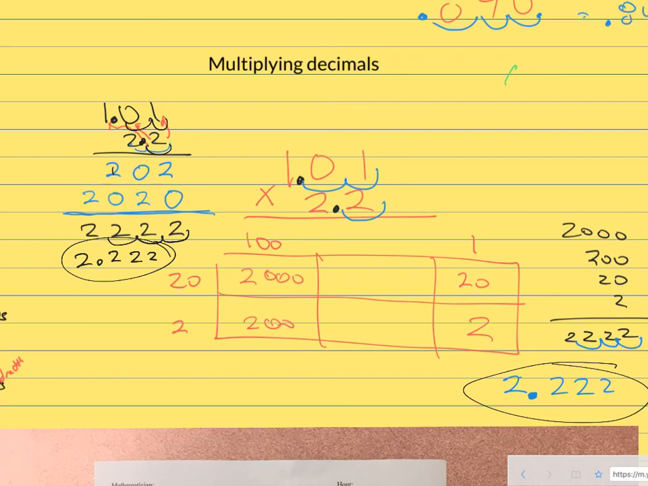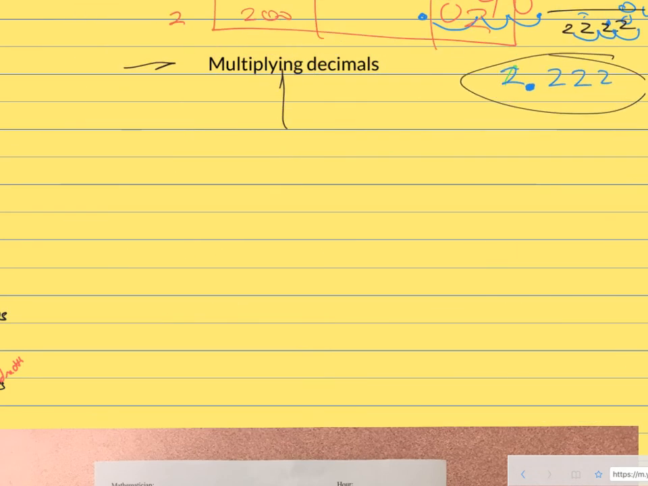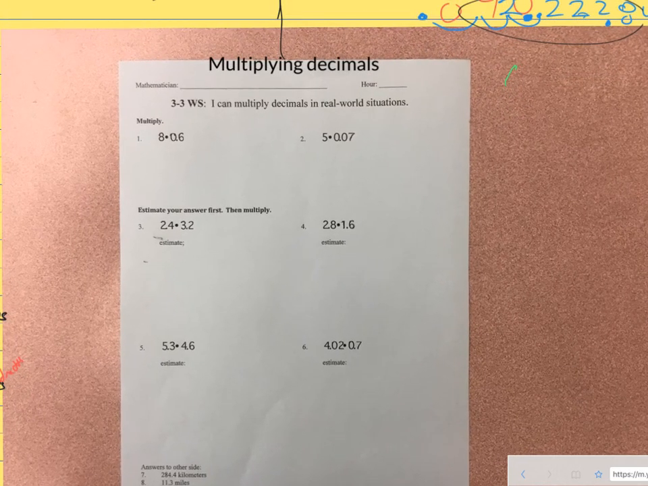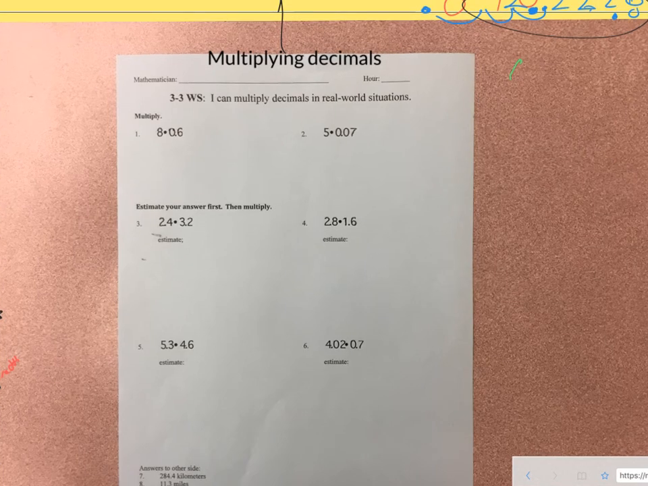Okay, we will do one more. This is on the problems. So let me move this up. Okay, we're gonna do this one here. And I'll do it in red. 2.4 times 3.2. All right, how would I do this? Here we go. 4 times 2, I'm going to do this first. 4 times 2 is 8. 2 times 2 is 4.